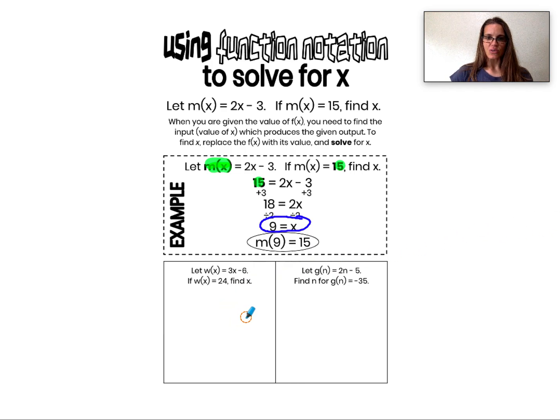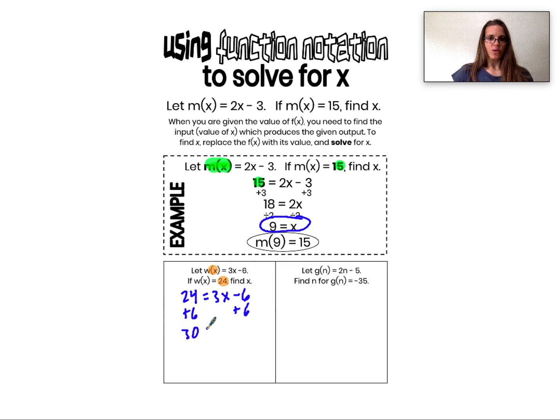Let w of x equal 3x minus 6. If w of x equals 24, find x. We are given the value of the output. We are given w of x. We're therefore going to replace w of x with the value of that output, with 24, and then we're going to use inverse operations to solve. So 24 in for w of x equals 3x minus 6. And if you prefer, it's totally fine if you write 3x minus 6 equals 24. That's a-okay. Let's solve by adding 6 to both sides.